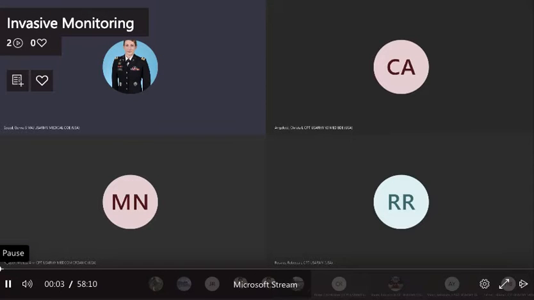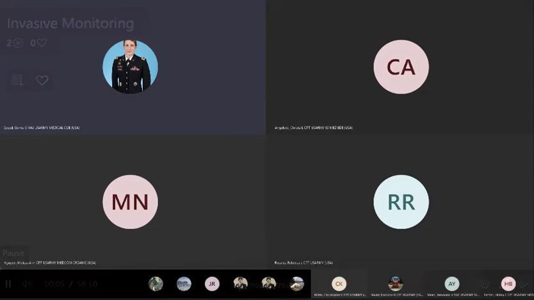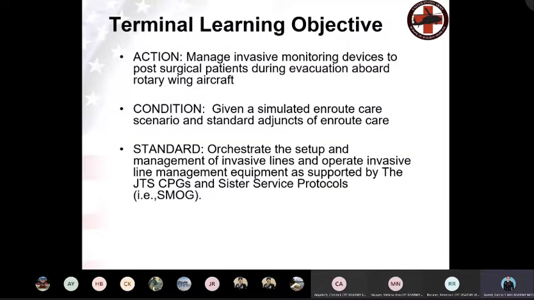Some of you may not have had as much exposure to them. So this is just to get everybody up to speed for some of the things that we're going to expect of you, not only in your roles downrange, but in simulations here while we're in JECC. So let's review the TLO.